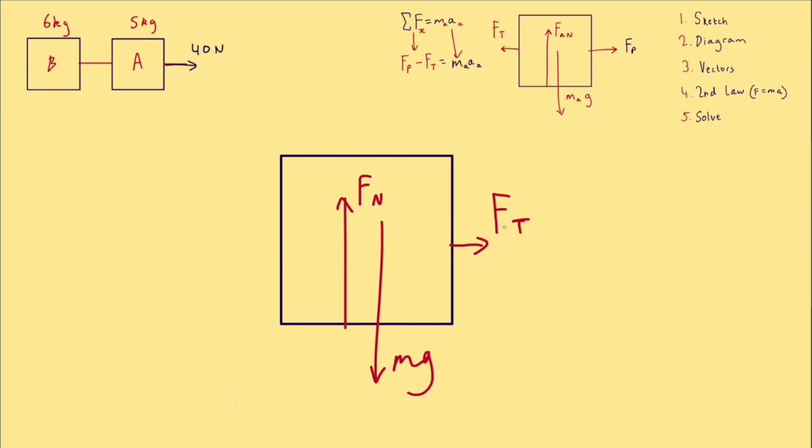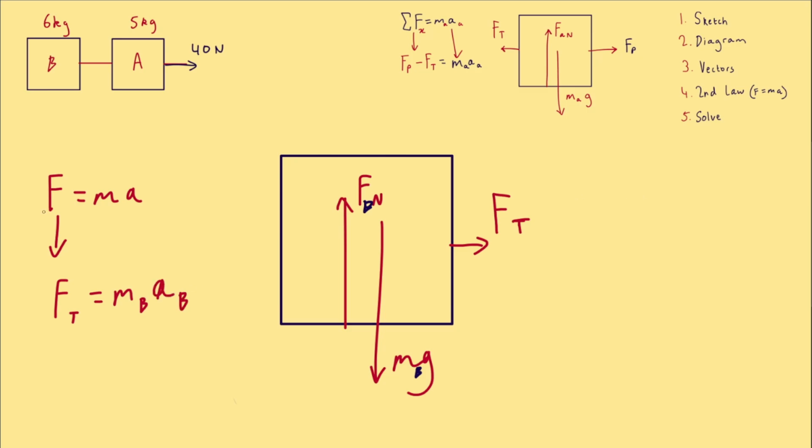And we're going to go through the same labeling process. We're going to say mB and the normal force of B. Now, we don't have to resolve any vectors, we already know the horizontal component is simply FT. When we apply the second law, we get F equals ma. So the total force is FT, so the tension of the string, equals mBaB.